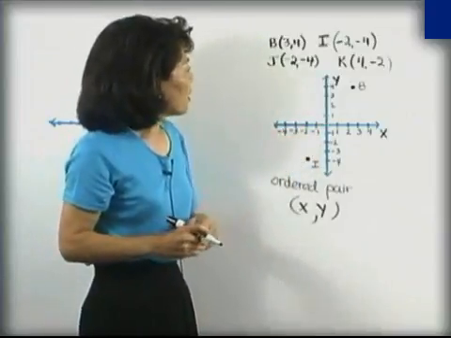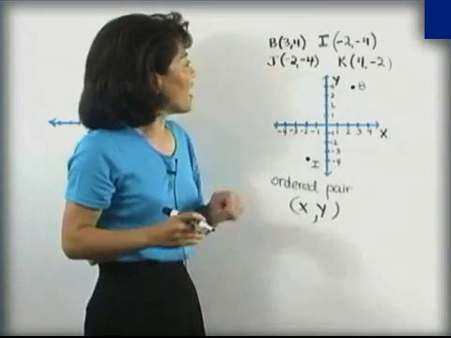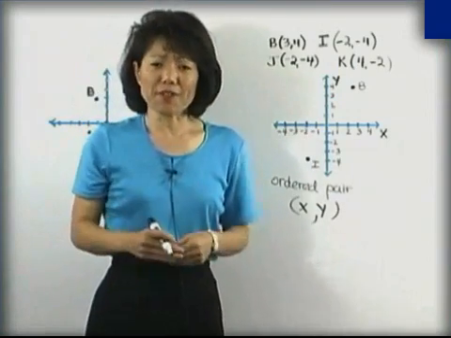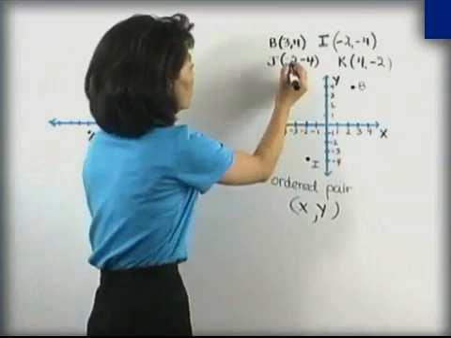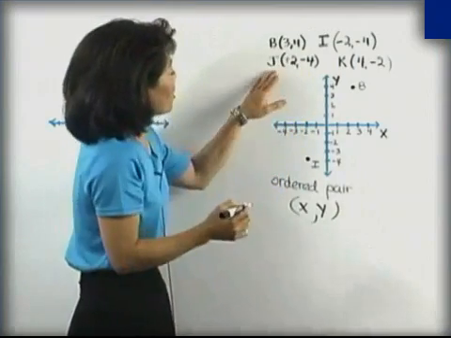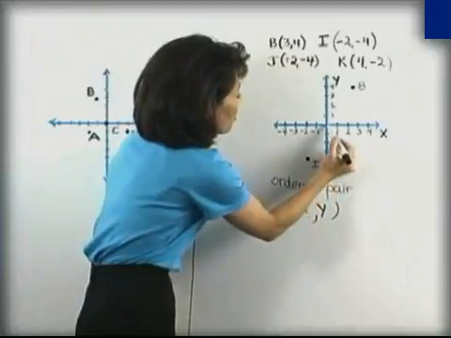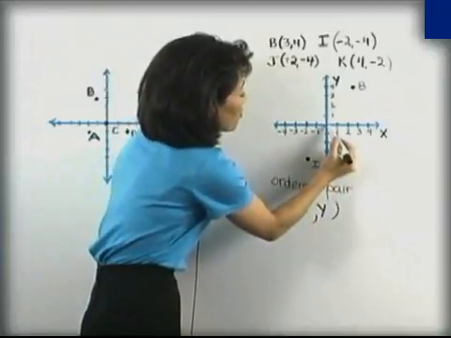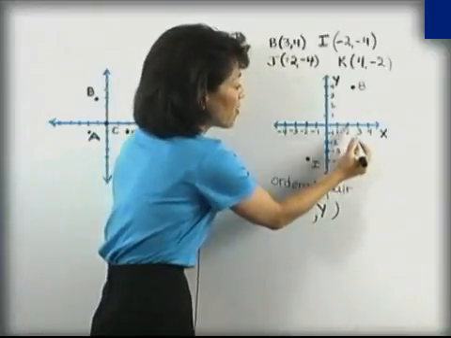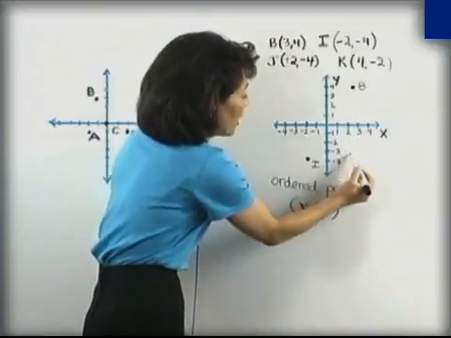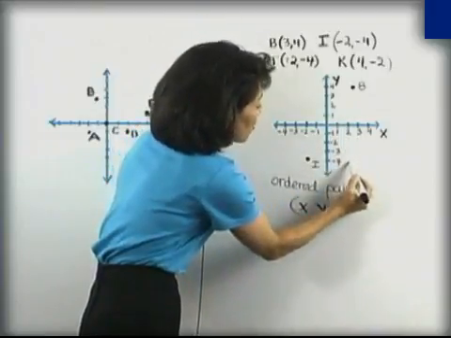Finally, let's try another one. Let's do J is -2, -4 as well. Well, since we did that one already, let's change that to +2, -4. So let's graph J at +2, -4. Starting at the origin, we're going to go over in the positive direction along the x-axis, that's 2 to the right, and then again, 4 down in the negative direction.